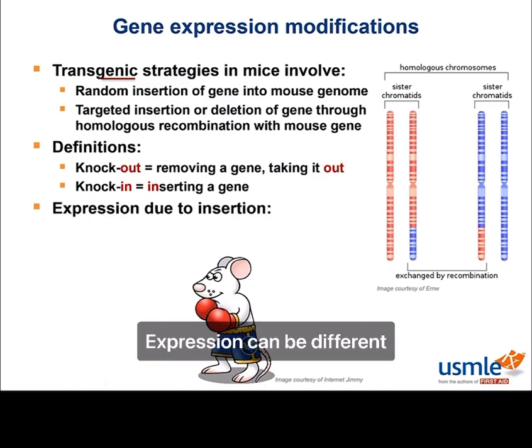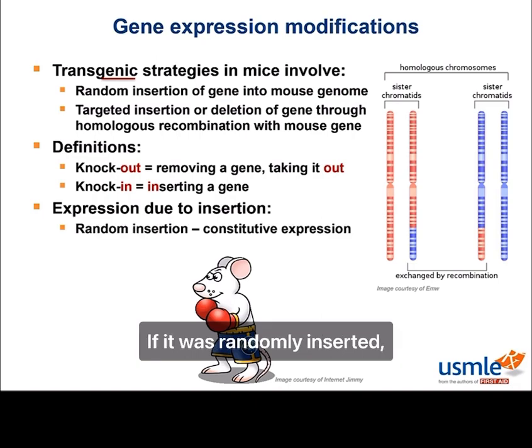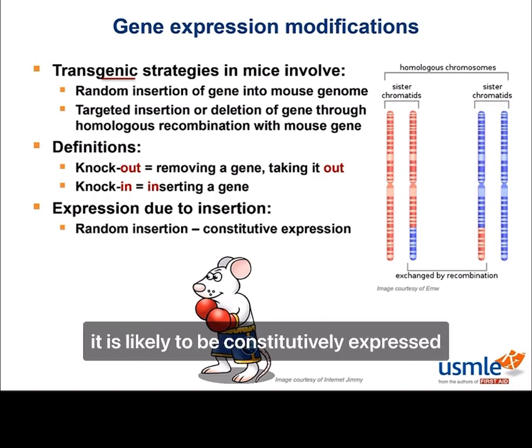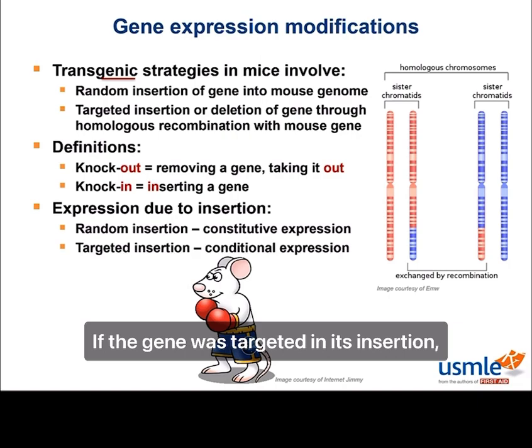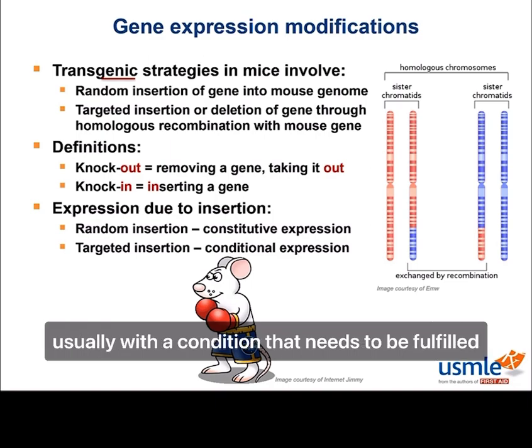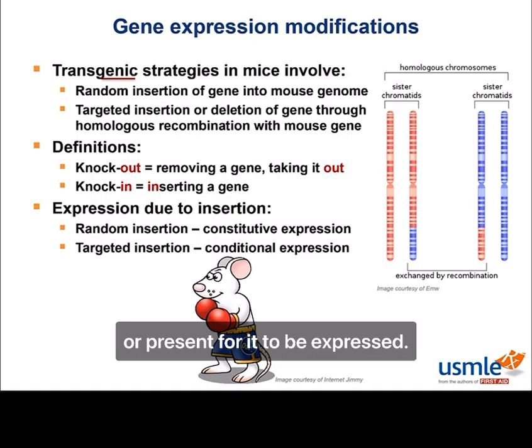Expression can be different based on how the gene is inserted. If it was randomly inserted, it is likely to be constitutively expressed or constantly transcribed, often referred to as always on. If the gene was targeted in its insertion, that has more controlled expression, usually with a condition that needs to be fulfilled or present for it to be expressed.